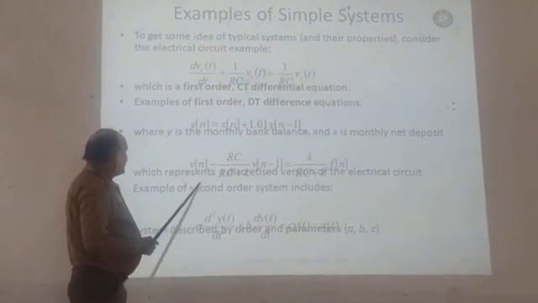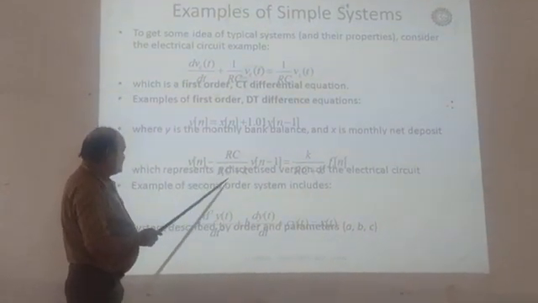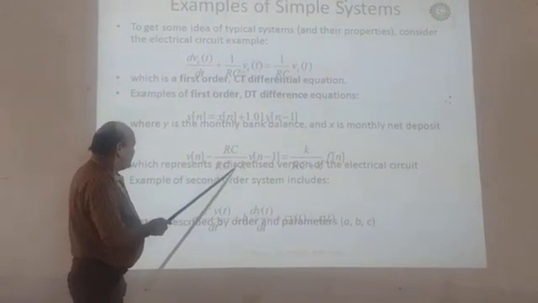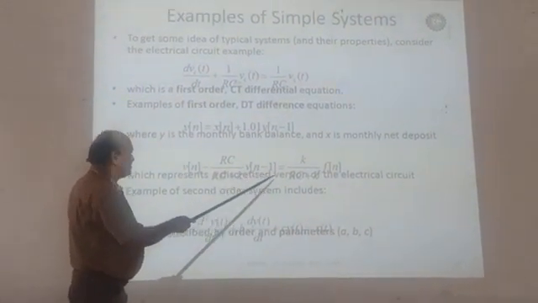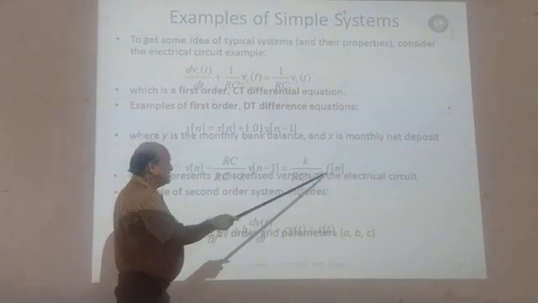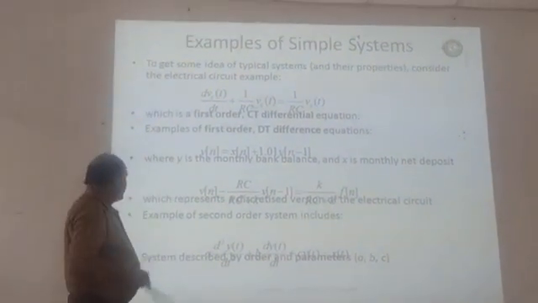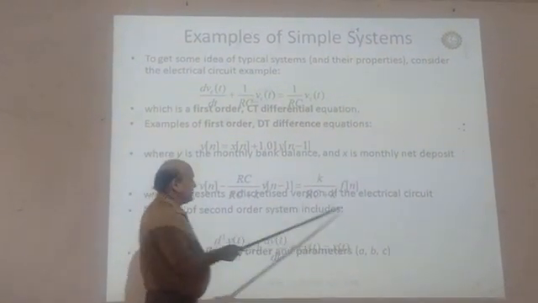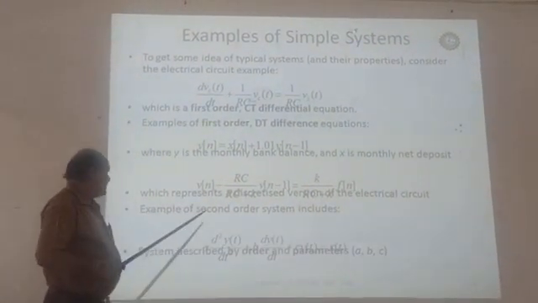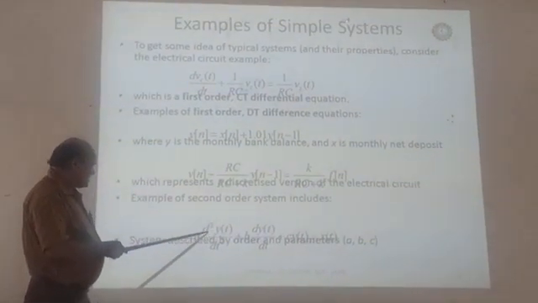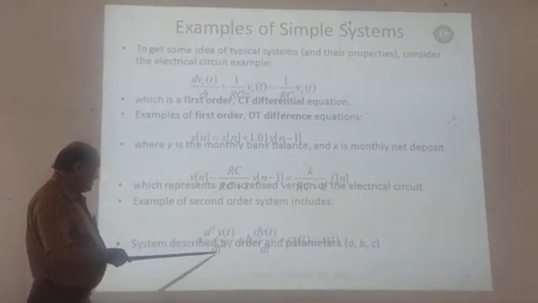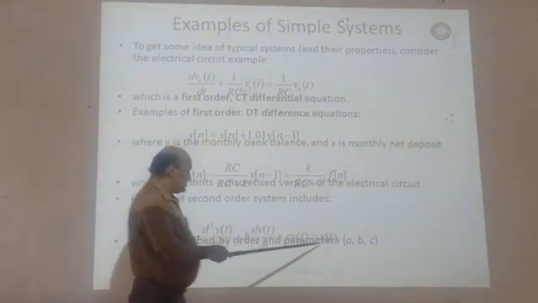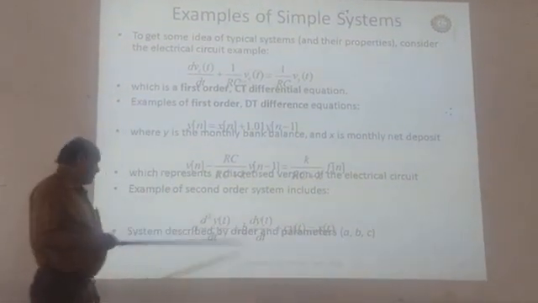And here, the equation represents a discretized version of the electrical circuit. An example of a second order system is d2y by dt2 plus b dy by dt plus c y of t is equal to x of t. This is the second order equation.